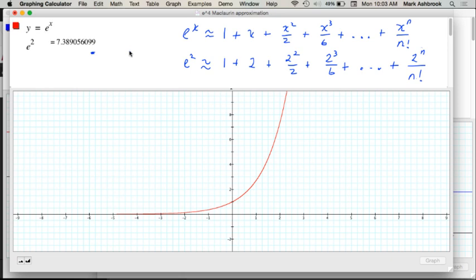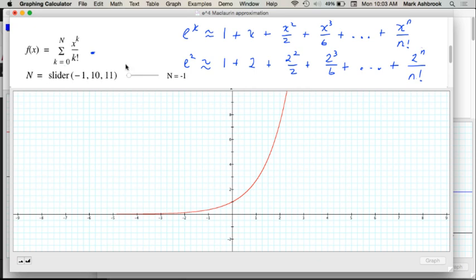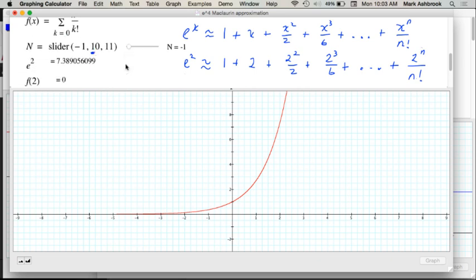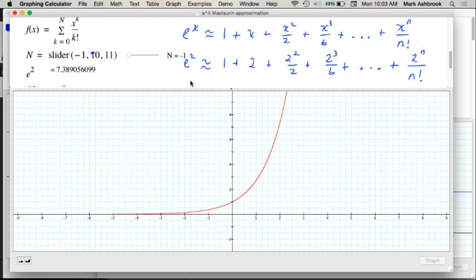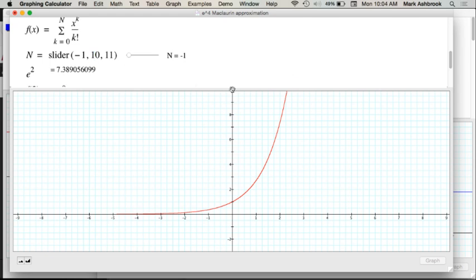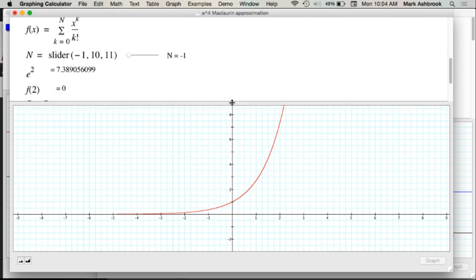So I have here what we just found, and I'm going to choose what capital N is. As I choose what capital N is, I'm choosing different Taylor polynomials. Okay? So I'm going to show some more here.